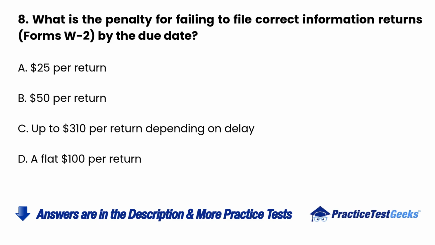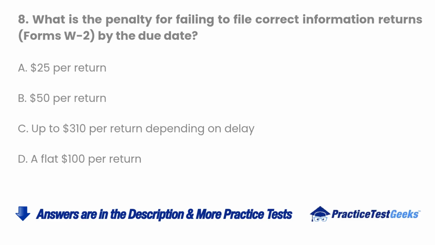8. What is the penalty for failing to file correct information returns, Forms W-2, by the due date? A. $25 per return. B. $50 per return. C. Up to $310 per return depending on delay. D. A flat $100 per return.